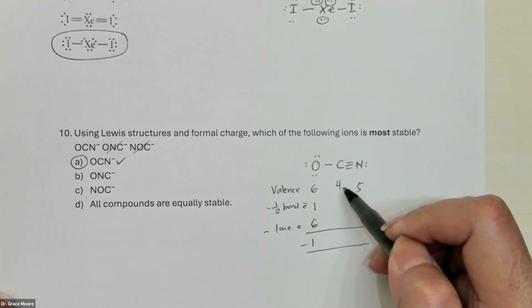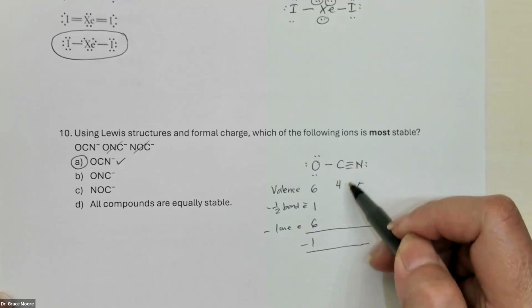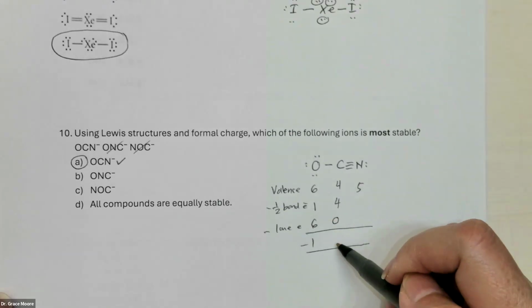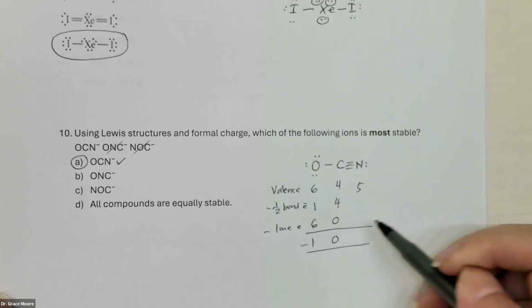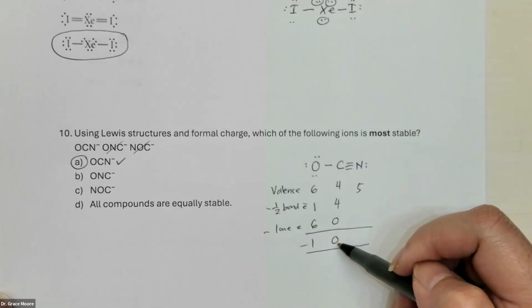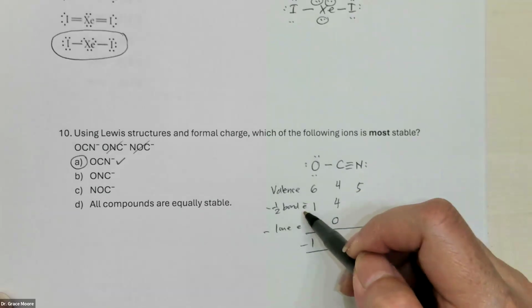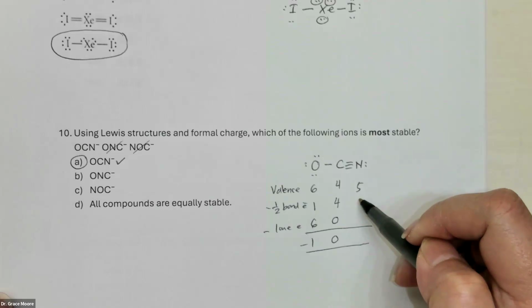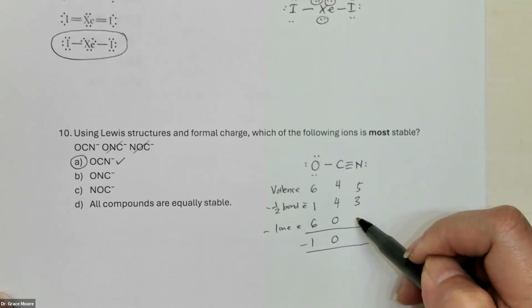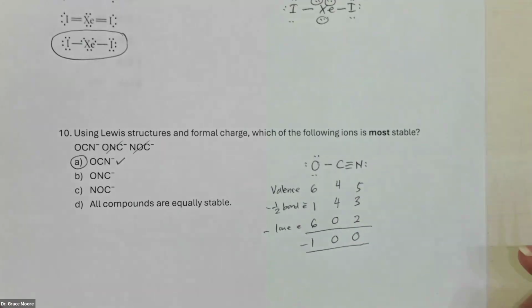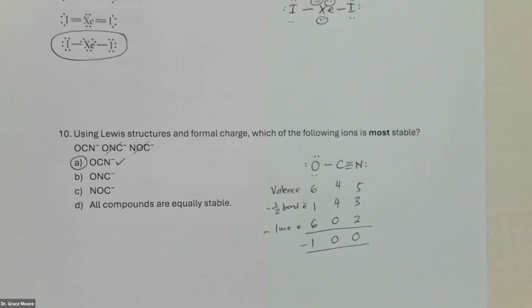Carbon is 4 valence minus half of bonded, which is 4 because 8 is all the bonded, and we have no lone electrons, so 4 minus 4 minus 0 equals 0. And then for nitrogen here, I have 5 valence, and I have 6 that are bonded, so half of them is 3, and then 2 lone electrons, so 5 minus 3 minus 2, also 0. This formal charge configuration is the best possible option. And that's why OCN negative is the most stable structure.